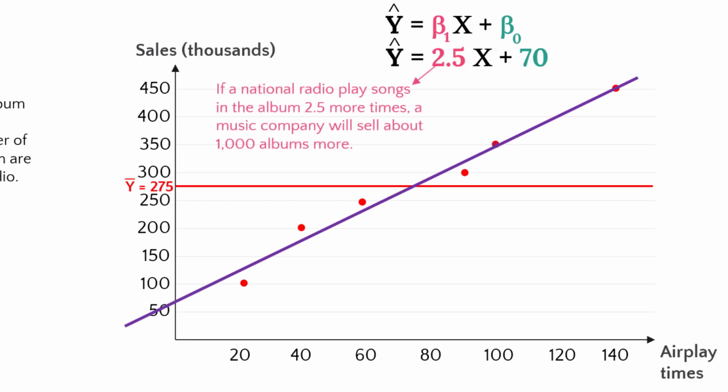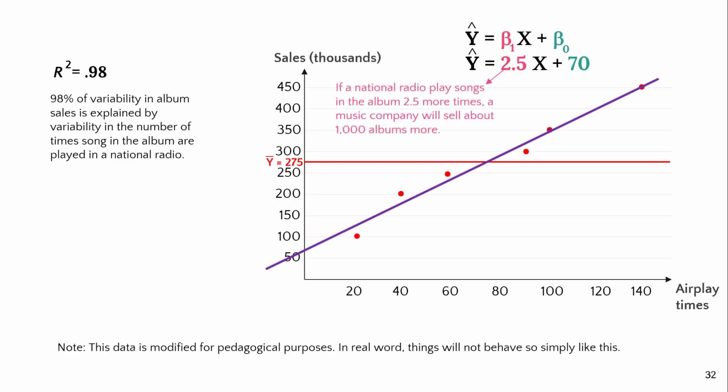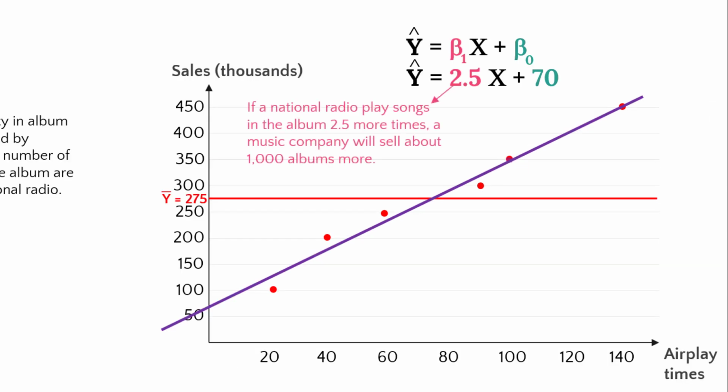From behind-the-scene calculation, we get our model as y hat equal 2.5x plus 70. Don't worry, JASP will calculate these numbers for you. The number 2.5 is beta sub 1. It tells us that if a national radio plays songs in the album 2.5 more times, a music company will sell about 1,000 albums more.